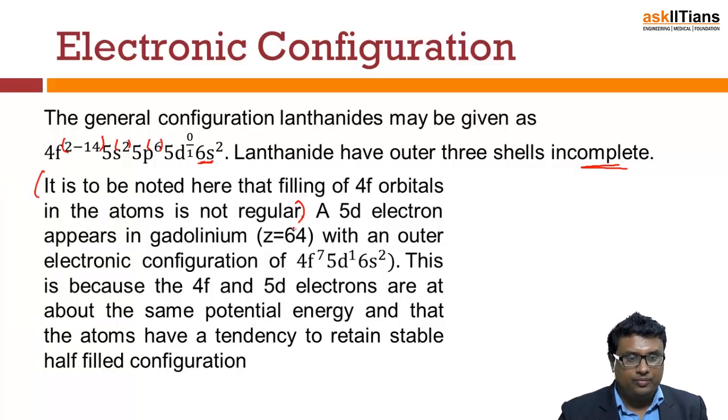A 5d electron appears in gadolinium with the outer electronic configuration of 4f7, 5d1, 6s2. This is because the 4f and 5d electrons have about the same potential energy and the atoms have a tendency to retain a stable half-filled configuration. This is a very important point. Whenever we have a 5d electron, for example in gadolinium, whose atomic number is 64, with the configuration 4f7, 5d1, 6s2, the 4f and 5d electrons have the same potential energy. Because of that, the filling of 4f orbitals in the atom is not regular.